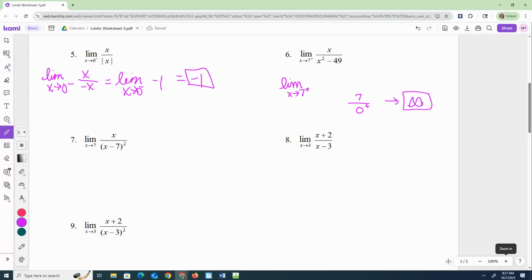Alright, on this one, top is going to 7, the bottom is going to 0. Now I didn't tell you if you're approaching 7 from the left or the right. So I don't know if x minus 7 is positive or negative. But I'm squaring it. So what will it become? So 7 divided by a smaller and smaller positive number?